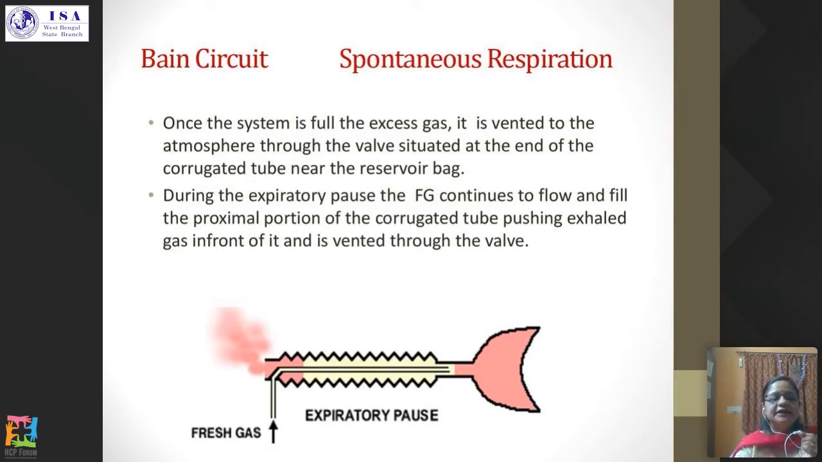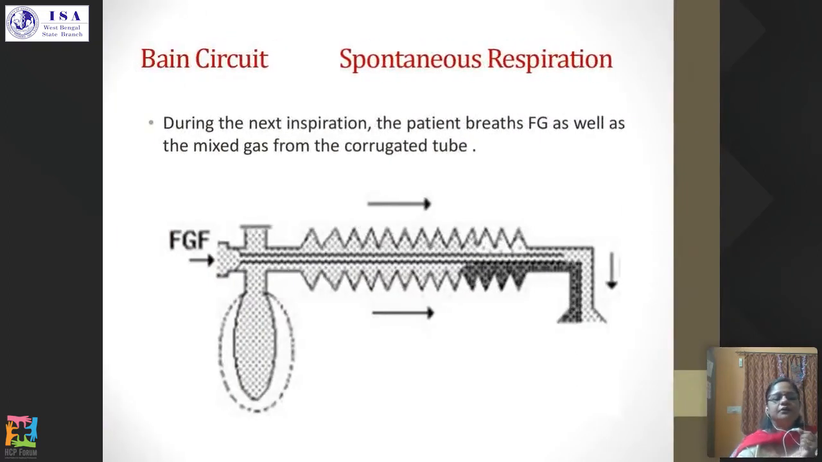During the expiratory pause, the fresh gas continues to flow and fill the proximal portion of the corrugated tube, pushing the exhaled gas in front of it, and it is vented through the valve. Now, during spontaneous ventilation, when the next inspiration occurs, the patient breathes only fresh gas as well as some part of the mixed gas from the corrugated tube. All the mixed gas is not expelled out through the valve.